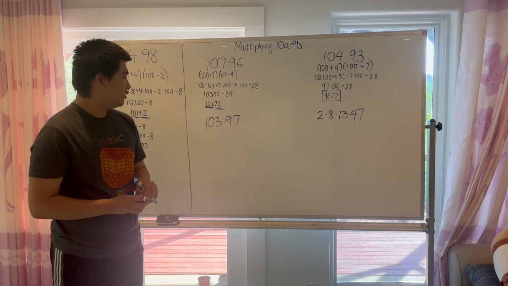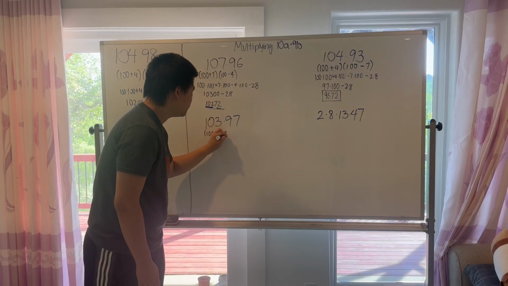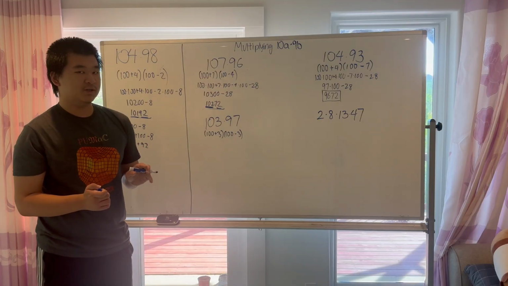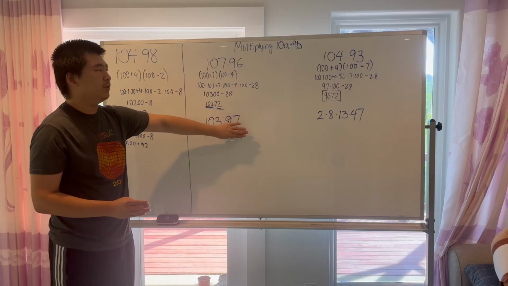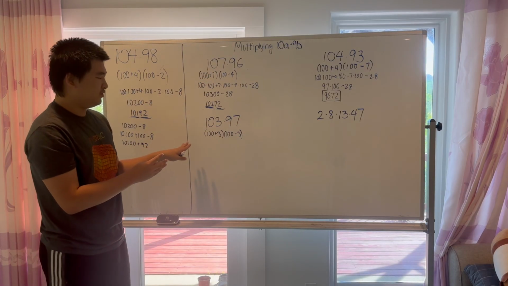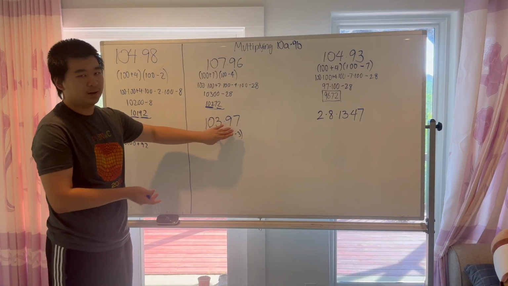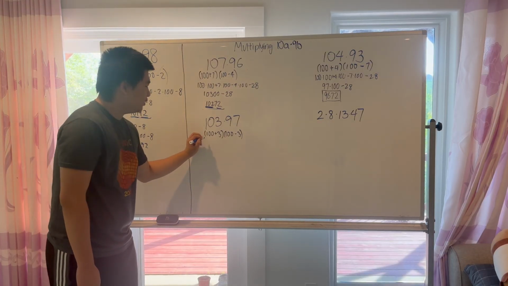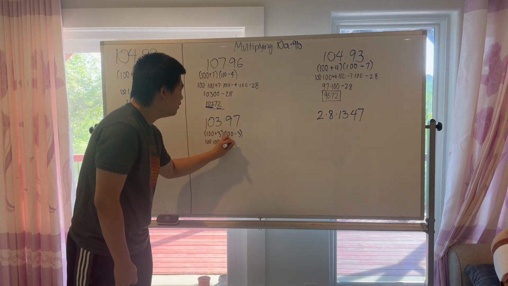103 times 97 is going to be 100 plus 3 times 100 minus 3. And now here, if you know what a difference of squares is, which is going to be covered in another video very soon, you can actually just do this question without using our trick right here. But I'm assuming that we don't know this yet, so we are going to use it with 100 plus 3 and 100 minus 3. But know that in the future, you'll be able to do this in just about 2 seconds flat.